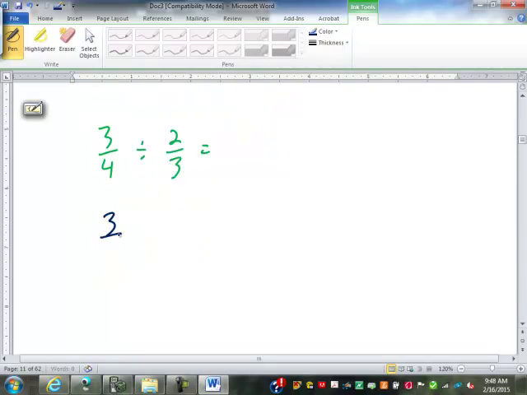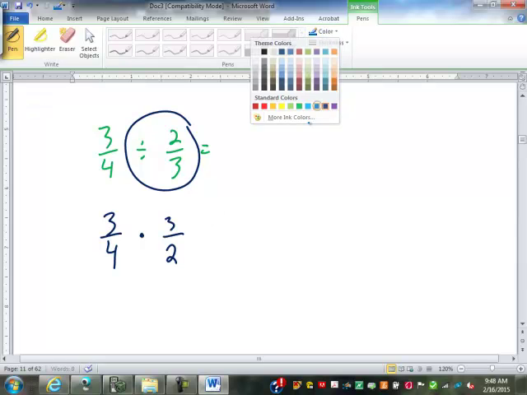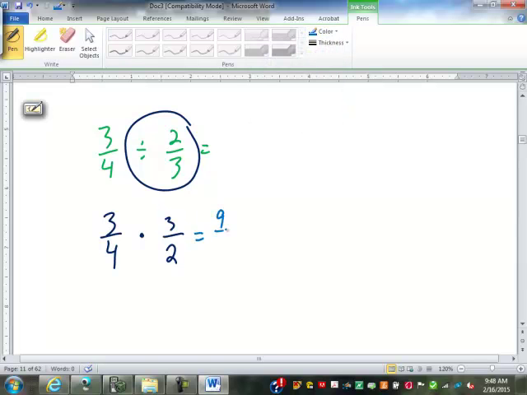Yeah, the 3/4 doesn't change, but instead of dividing by 2/3, you multiply by the reciprocal. Good. The reciprocal is just taking that fraction and flipping it over. So 2/3 becomes 3/2, 3 over 2, exchanging the numerator and denominator. Now, of course, you just multiply. 3 times 3 is 9. 4 times 2 is 8. 9/8 or 1 1/8.